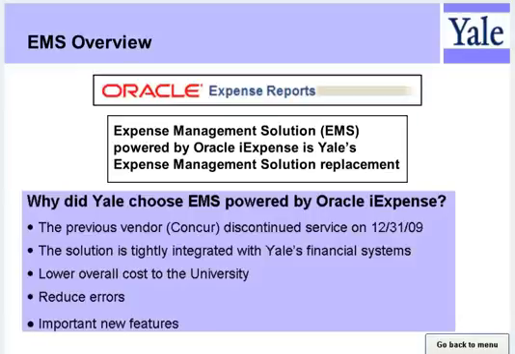The current system will no longer be supported by the vendor in 2010. Expense Management Solution, powered by Oracle iExpense, is a web-based Oracle application that's used to enter, process, and approve faculty, staff, and student employee expense reports and procurement card purchases. The new EMS will simplify processes, ensure compliance with Yale's T&E policies, and increase standardization and accuracy.